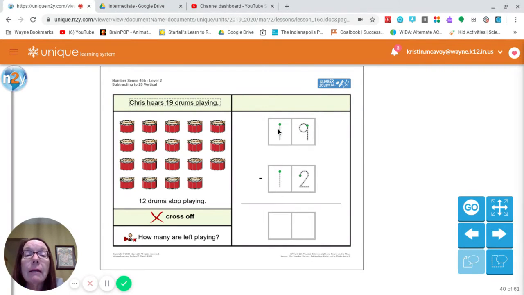So we have a 1 in the tens column, 1 ten, and 9 ones. 9. And that's how we have the number 19. 1 ten and 9 ones. It says that 12 drums stop playing. 12 stop. So we need to subtract. We look at our operational sign, subtract 12. The number 12. Let's cross off 12 and then we'll write the number.